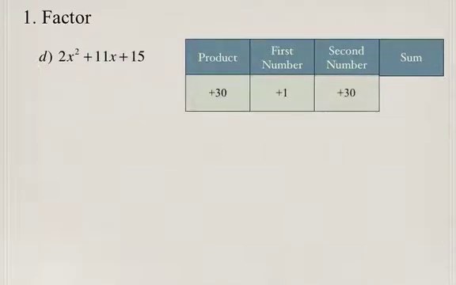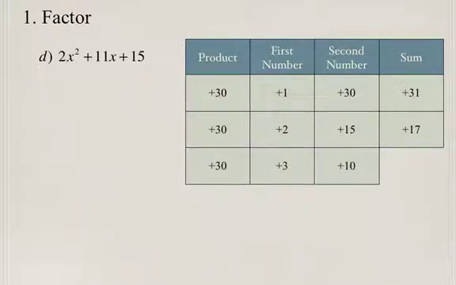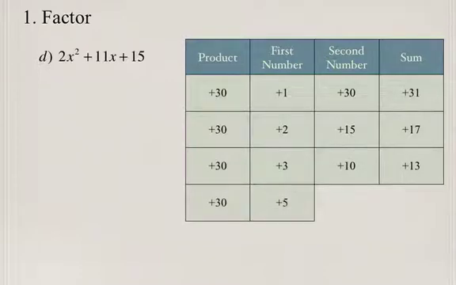So going back, product is 30. If we try the first number as 1, the second number is 30, and the sum is 31. 2 and 15: 2 times 15 is equal to 30, the sum is 17. 3 times 10 is 30, the sum is 13. Remember, we're looking for two numbers that have a product of 30 and a sum of 11. 4 is not a factor of 30, but 5 times 6 is equal to 30, and the sum there is 11. So our two numbers are positive 5 and positive 6.